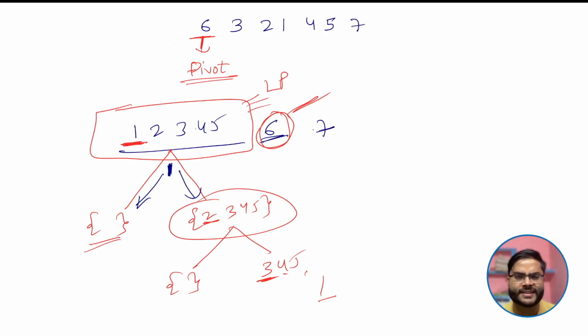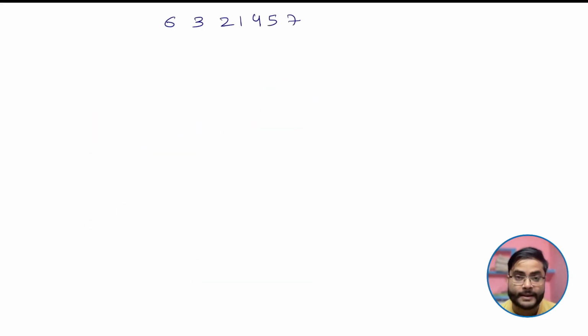I will design my partition algorithm according to my pivot selection. In this example we are selecting the first element as pivot, so let's continue with this approach only. Now let's take this array, and we will try to sort it using our partition algorithm and our quick sort. So let's select this as pivot.